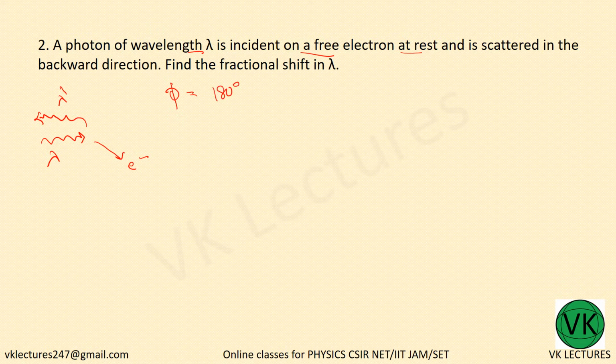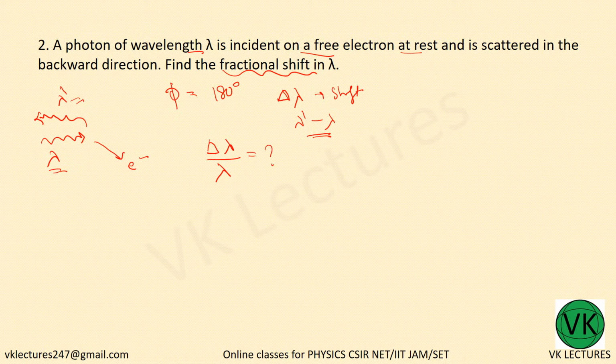Now here the question is not about lambda dash, the question is not about delta lambda, that is shift in lambda. Delta lambda means the shift, lambda dash minus lambda. The question is not about this also. The question is about fractional shift in lambda. What do you mean by fractional shift? How much shift has occurred with respect to the incident wavelength? This is what is asked.